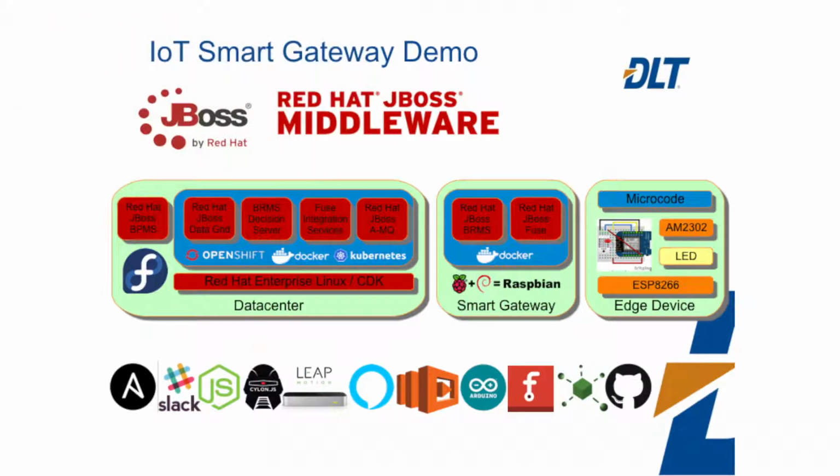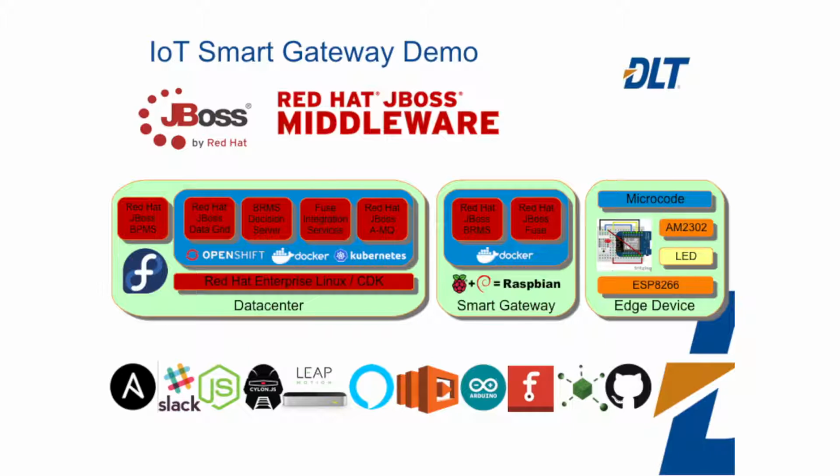CDK has 4 pods of different Red Hat middleware products, specifically designed for microservices in OpenShift. ActiveMQ to hold incoming data, Fuse integration services to process the queue, a BRMS decision server for even more intelligence, and an in-memory data grid to help store information. Red Hat's Business Process Management Suite is also running on the data center outside of the CDK for workflow processing and scheduling.